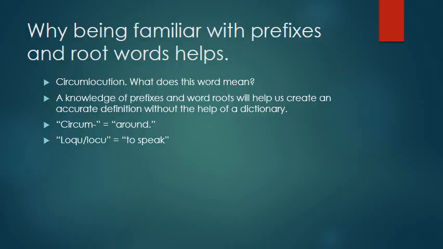So we've got circum and loque, circumlocution, which means to speak around something. You can think of a politician who's been asked a question and answers everything but the question that was asked of him, pretty much avoiding anything that could deal with the answer to the question that has been asked.